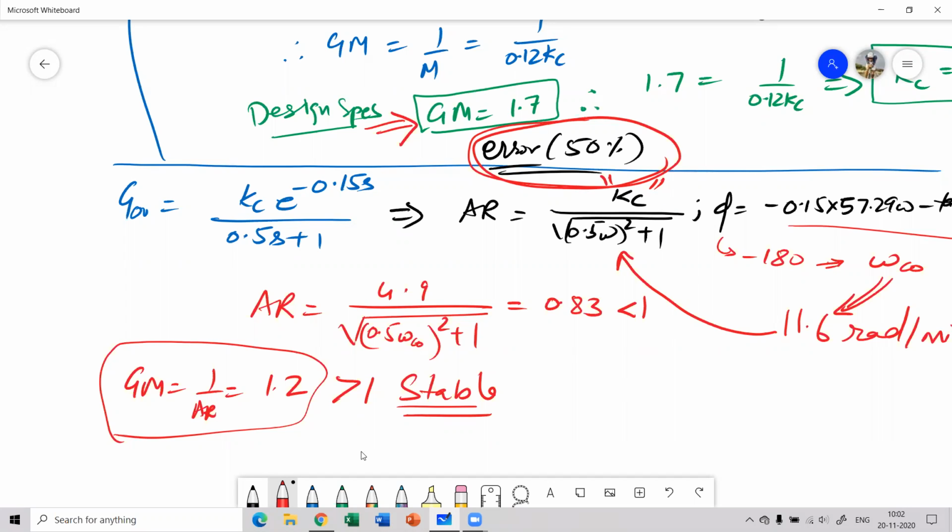So you can clearly see जो अब gain margin आया वो कितना आया 1.2. ठीक है? It is somewhat approaching towards 1. 50% error है, system still stable है, लेकिन now it is more towards your unstable side. It is moving closer towards the instability.